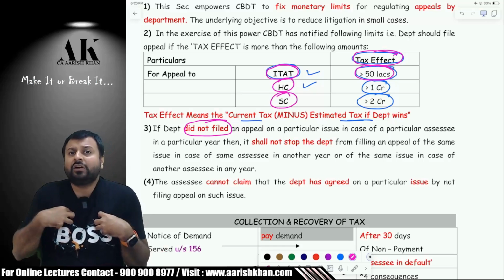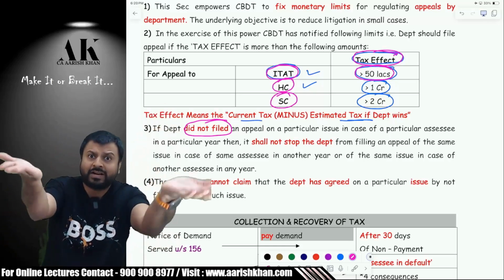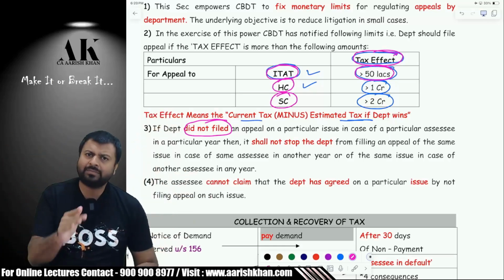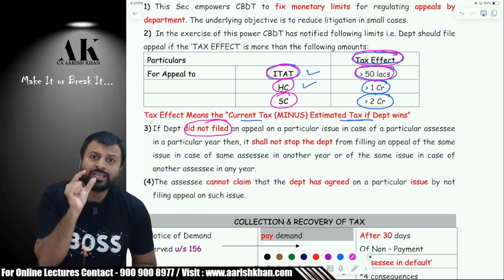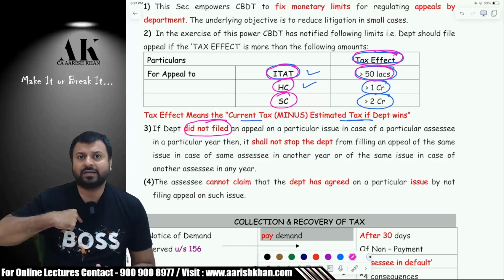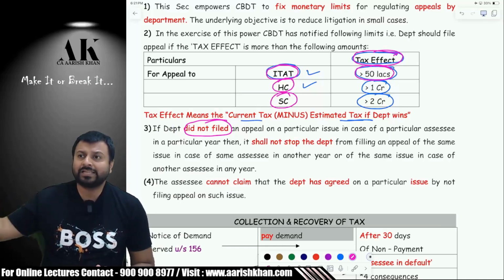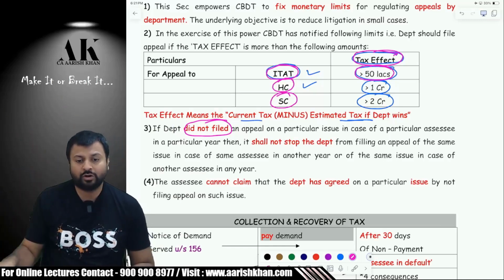In your case, if they have not filed, it does not mean they will not file in the next year also. They might file a case on a similar matter in the next year. So it is only year specific, it is only person specific. It cannot be extended to other persons, and it cannot be extended to other years also. I hope it is clear.